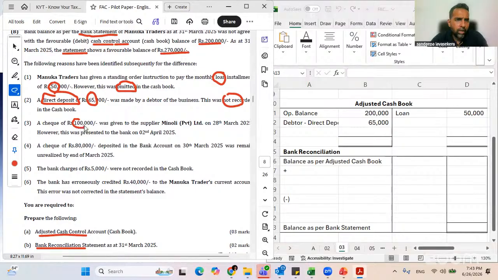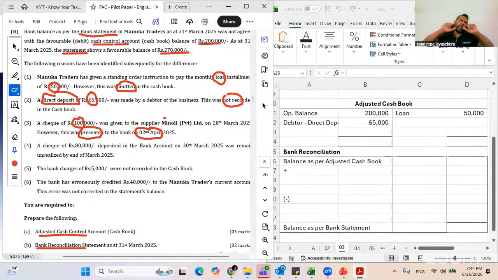A check of 100,000 was given to supplier Minoli on 28th March. However, it was presented on 2nd of April, that is after the month. This is an unpresented check. So let's see how it works. Let me show you.